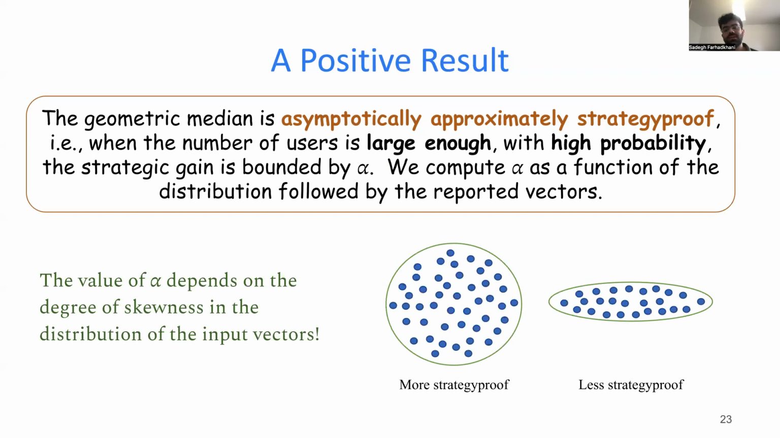For instance, in this example here, we have 2 different cases. In the case on the left, where the vectors are almost equally distributed in both dimensions, the value of alpha would be small and the system is actually more strategyproof. But in the case on the right, as the vectors are flattened somehow in one dimension and is highly skewed, the value of alpha is actually large and the system is less strategyproof.